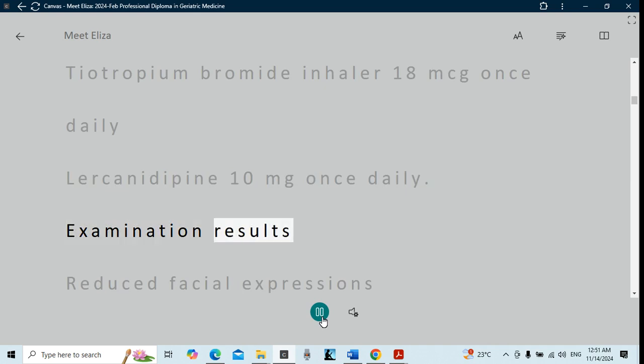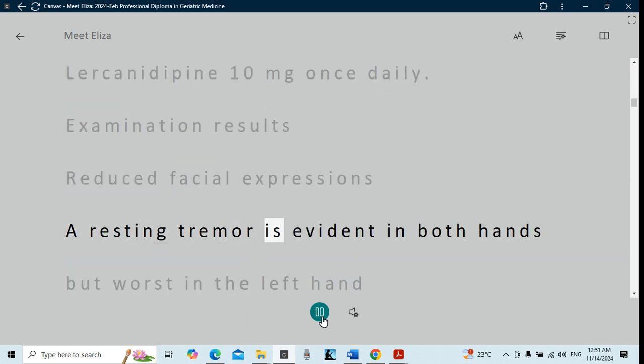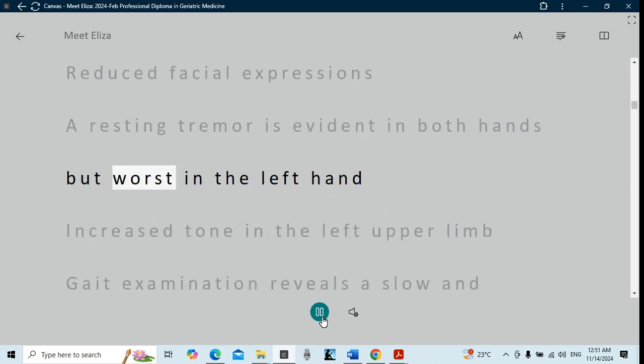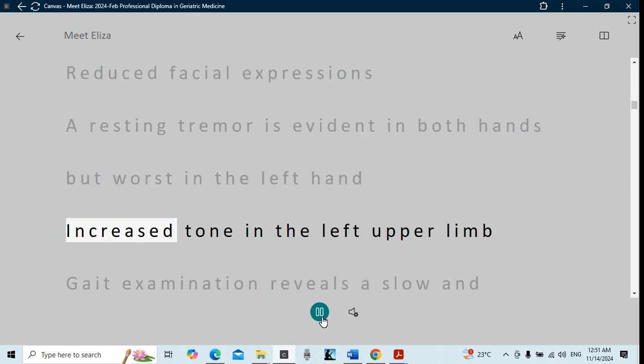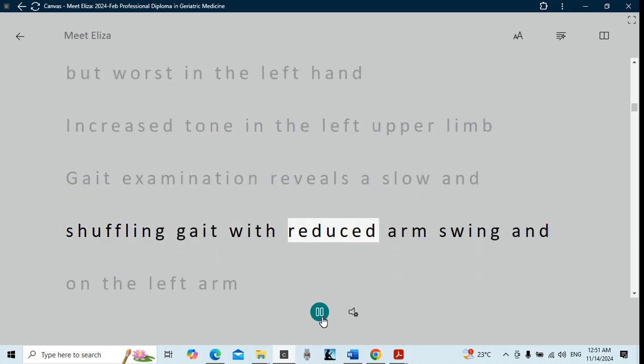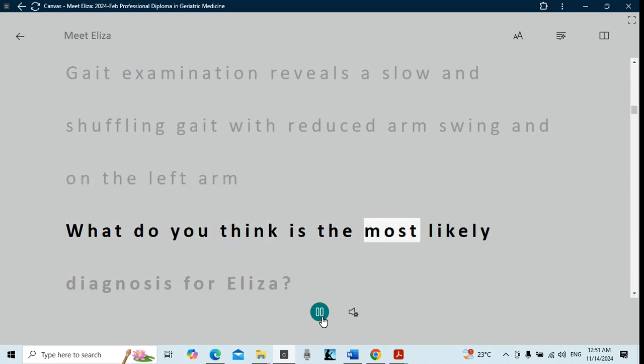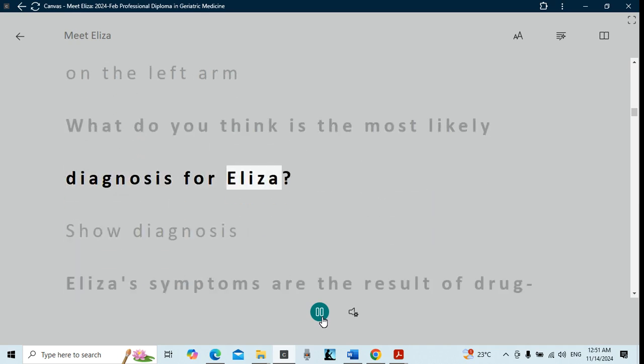Examination results. Reduced facial expressions. A resting tremor is evident in both hands, but worst in the left hand. Increased tone in the left upper limb. Gait examination reveals a slow and shuffling gait with reduced arm swing, particularly on the left arm. What do you think is the most likely diagnosis for Eliza?